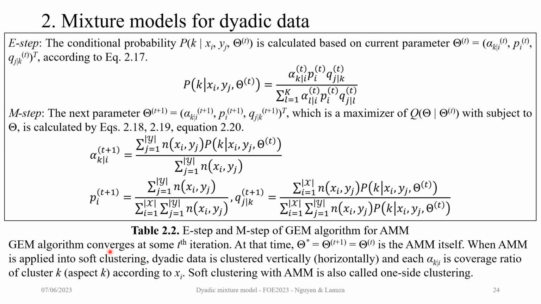The EM algorithm converges at some t iteration. At that time, theta star equals theta t plus 1 equals theta t, the SMM itself. When SMM is applied into submachine, dyadic data is noted vertically and horizontally, and alpha k covers the ratio of lesser case and best case according to SI. Submachine with SMM is also called one-sign clustering.